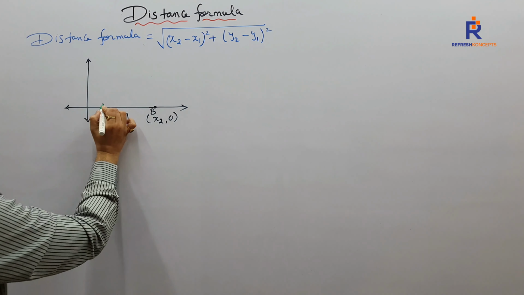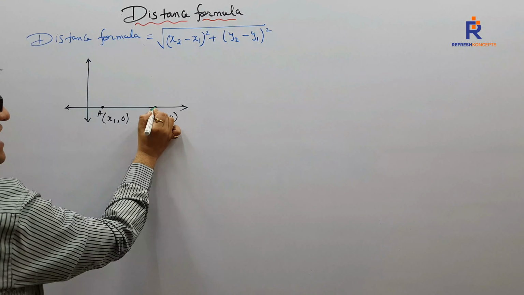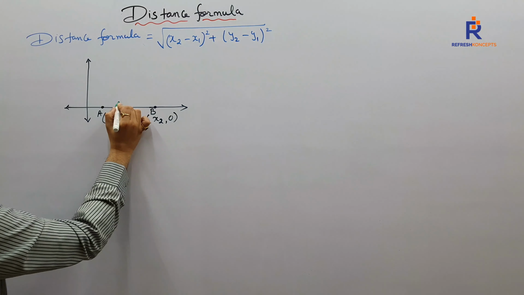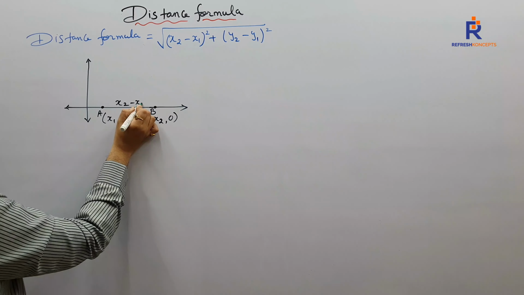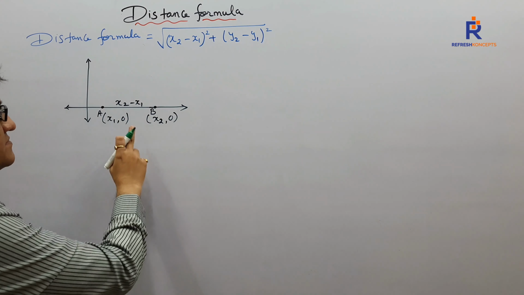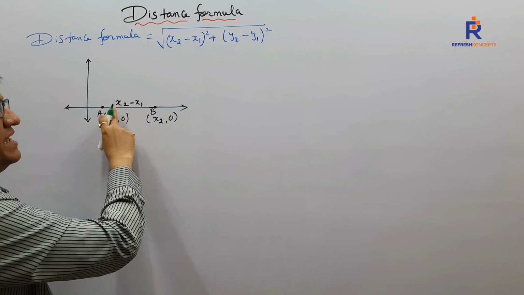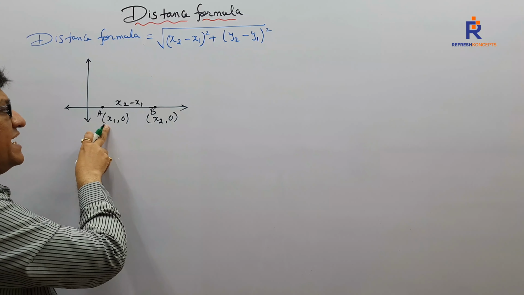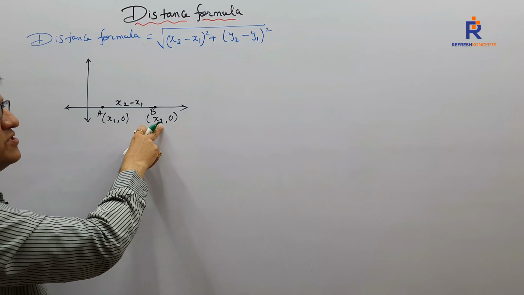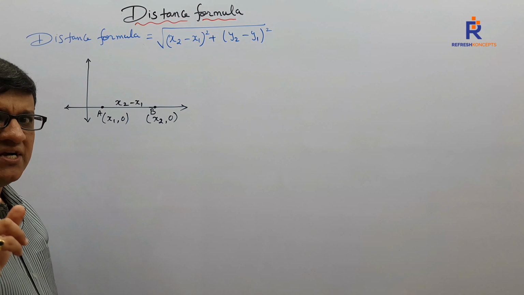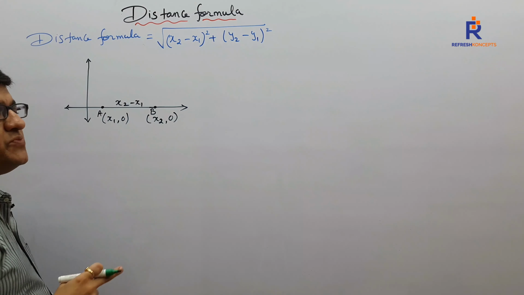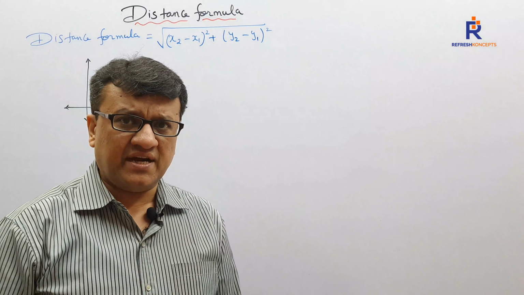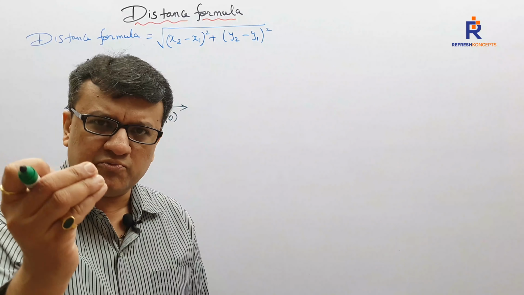Now if I were to measure the distance between A and B, what is the answer? The answer is x2 minus x1. The distance between A and B is given by x2 minus x1. Mind you, these are coordinates, right? x1 is the x coordinate of point A, and x2 is the x coordinate of point B. So if I were to find out the distance between them, the answer is x2 minus x1.